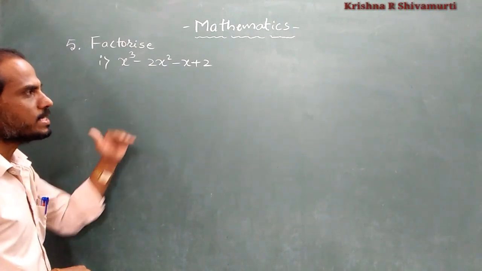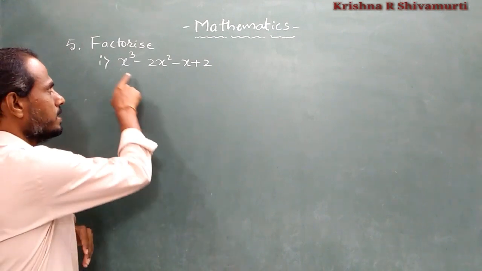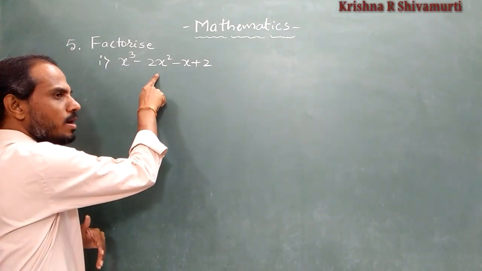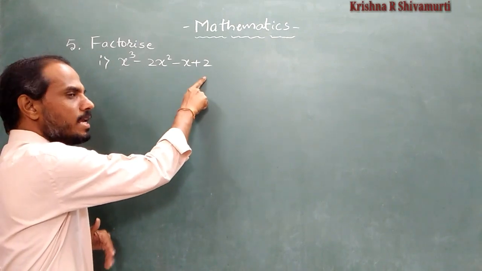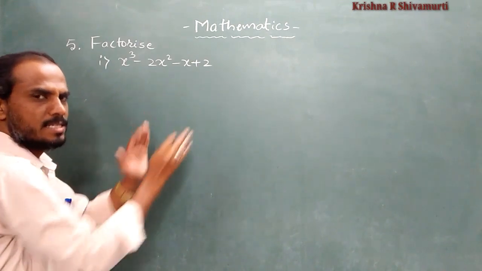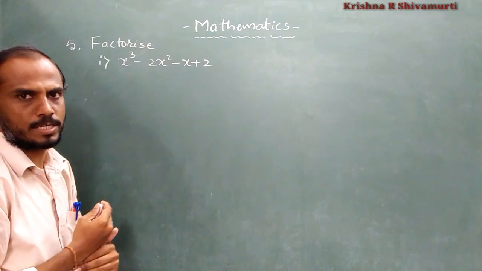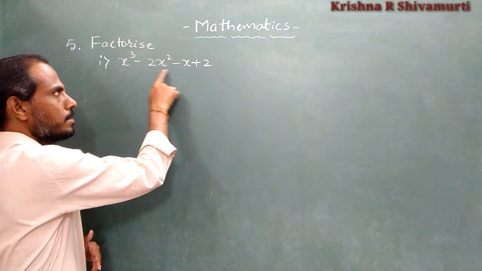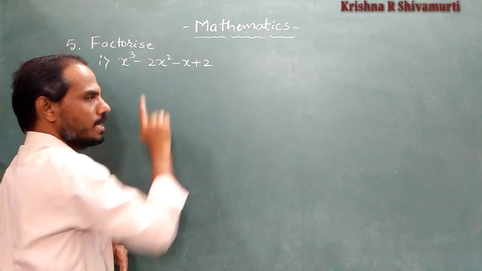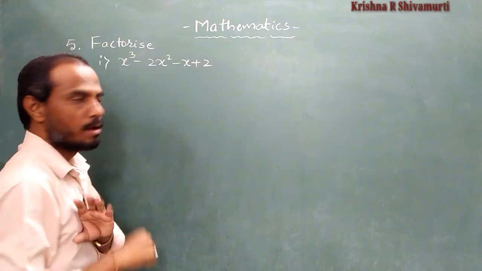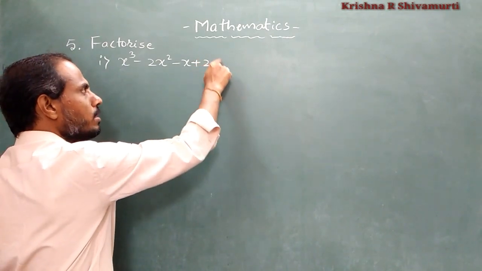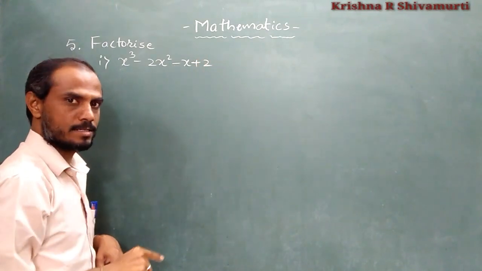For this one, what are the steps? First, it is in the form of ax cube plus bx square plus cx plus d equal to 0. Is this form there or not? We have to check this. What is the form? ax cube plus bx square plus cx plus d. Is the form there or not? Afterwards, d is a constant number. Write all the possible factors.